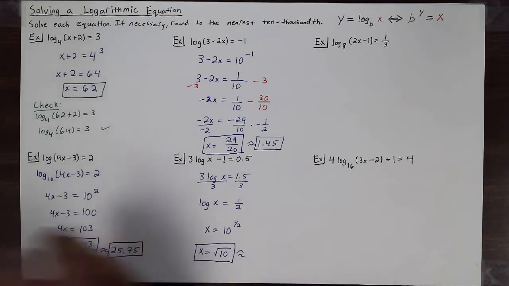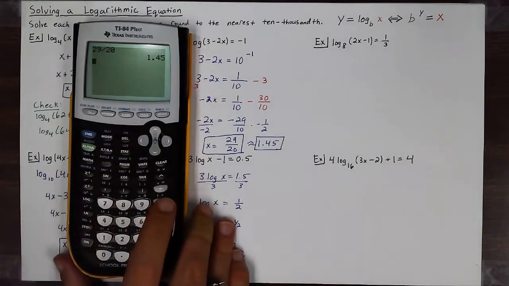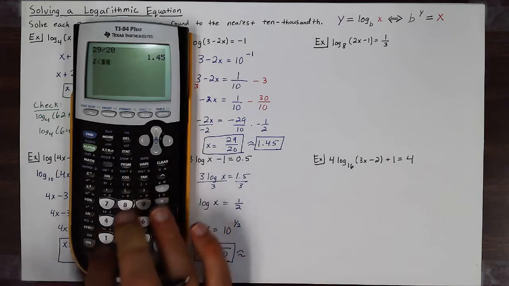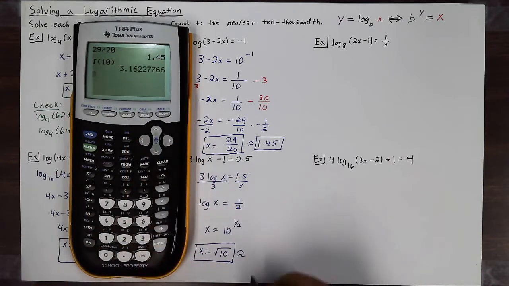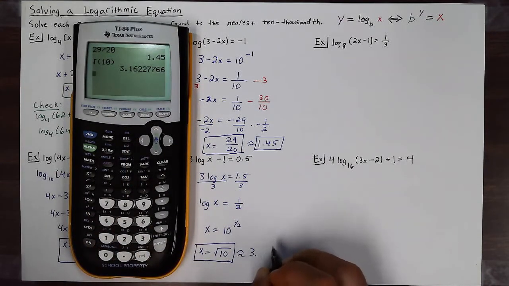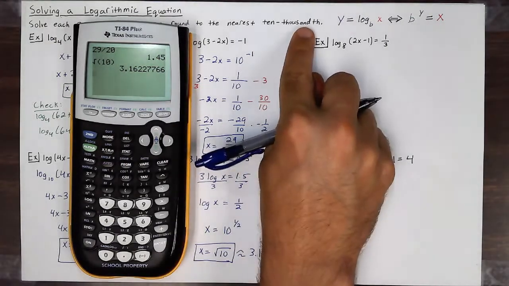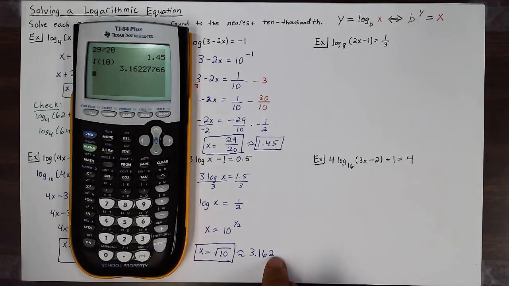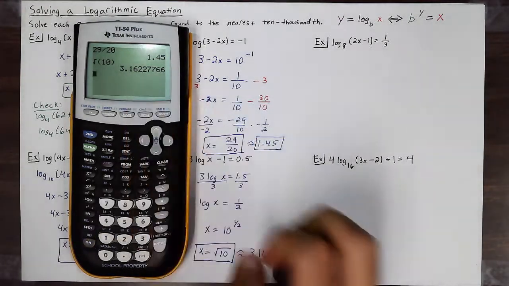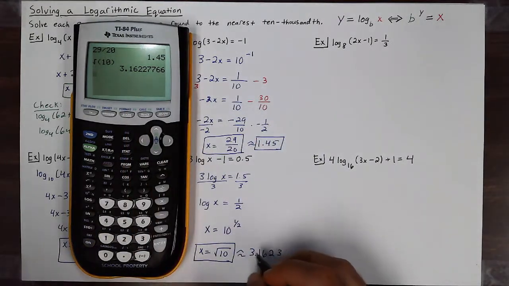Now as a decimal, the square root of 10 is 3.162, and it's a 10,000th with raised to the 4th decimal place. So that 7 changes that 2 to a 3, so 3.1623.